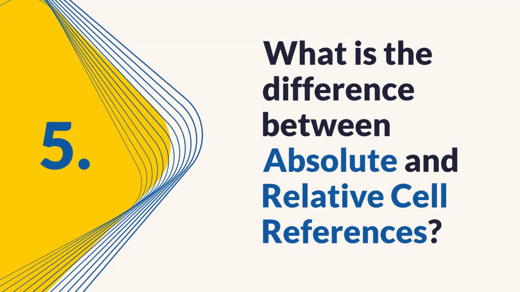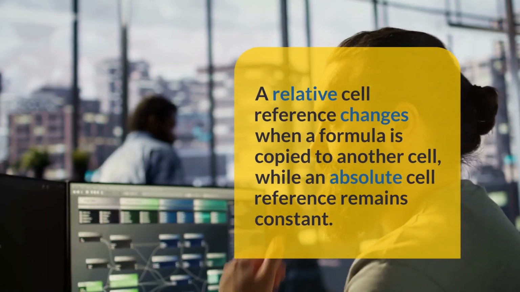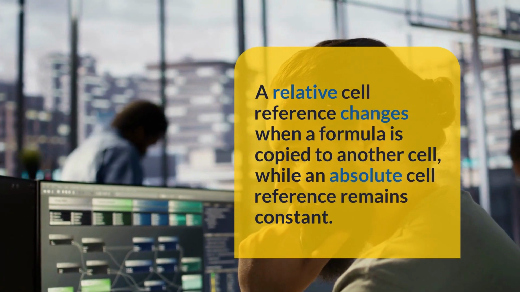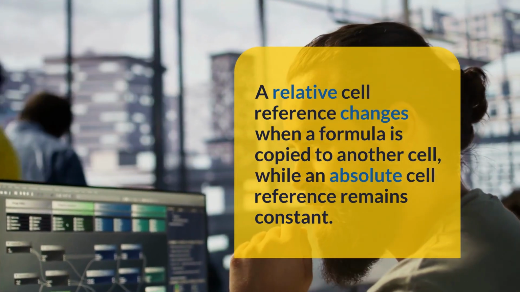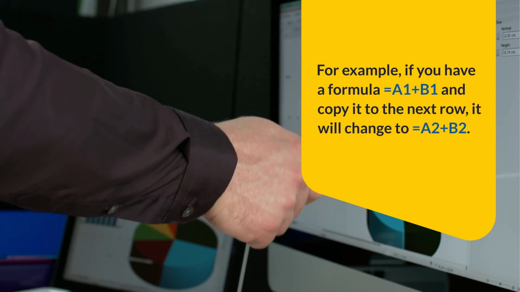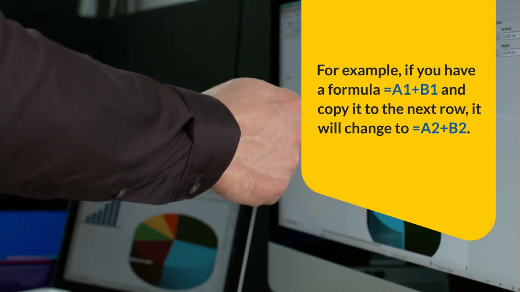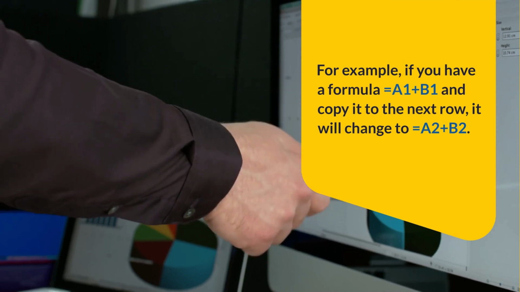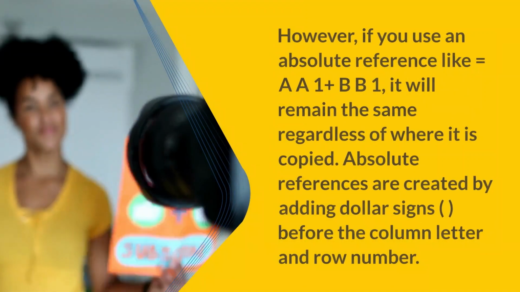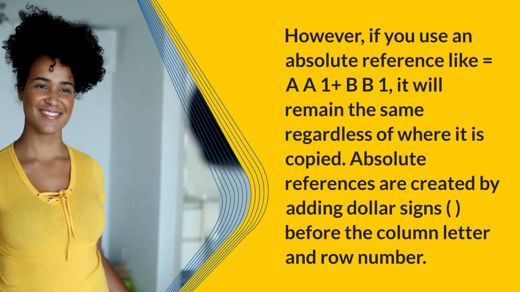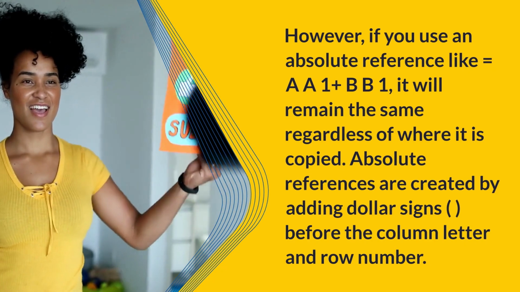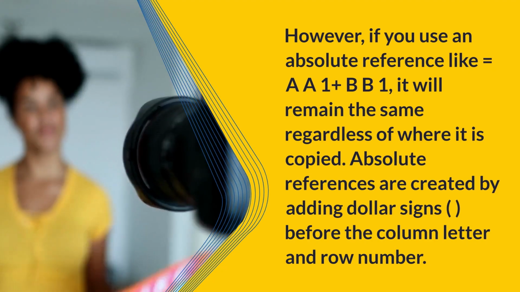In Excel, cell references are used to identify the location of data in a worksheet. A relative cell reference changes when a formula is copied to another cell, while an absolute cell reference remains constant. For example, if you have a formula =A1+B1 and copy it to the next row, it will change to =A2+B2. However, if you use an absolute reference like =A1+$B$1, it will remain the same regardless of where it is copied.